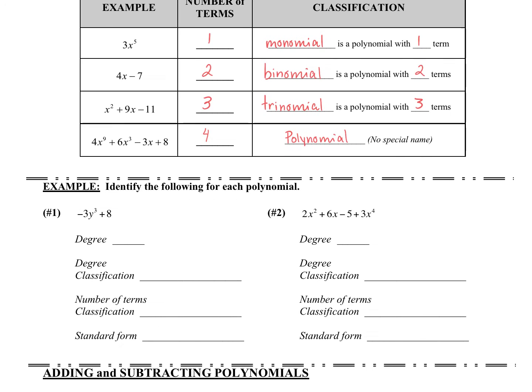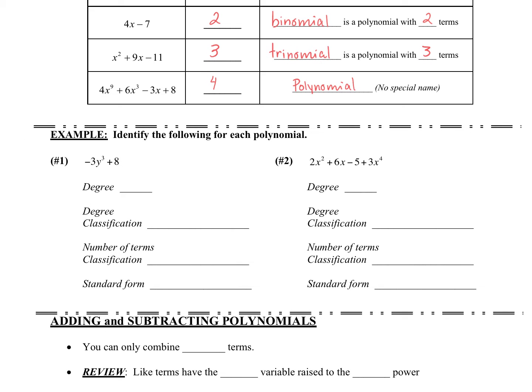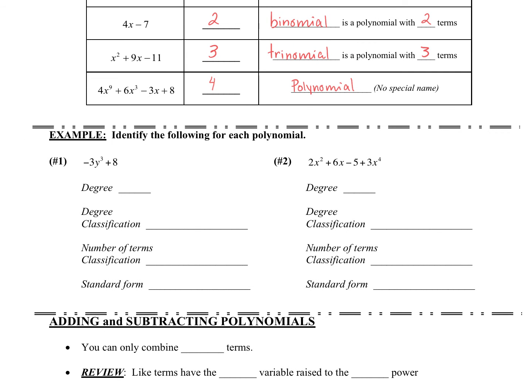So let's practice identifying some of these important things for each of these polynomials. All right, so let's start with the first one. Okay, so degree. So that's asking us what is the highest degree of this polynomial. All right, and that's 3. All right, degree classification. Since the highest exponent is 3, the degree classification is a cubic. Okay, so the degree is just referring to that exponent.